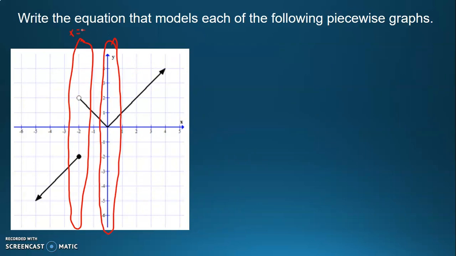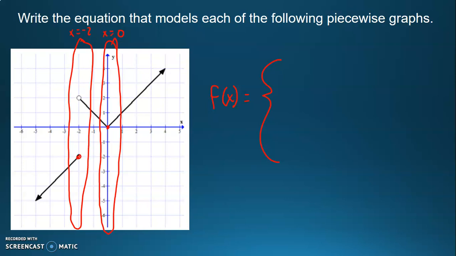This breakpoint is happening when x is negative 2. This breakpoint is happening when x is 0. So when I set up my function, I know that first of all, I'm going to have 3 equations. One that's less than negative 2, one that's between negative 2 and 0, and then one that's greater than or equal to 0. Now, at this origin point, it's colored in, so I'll be able to put the less than or equal to in either place when I talk about 0.